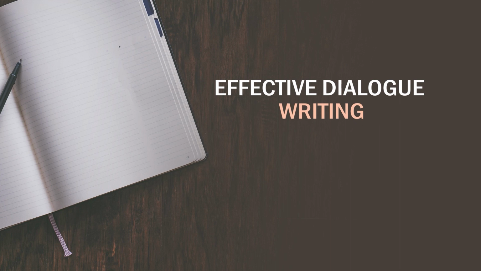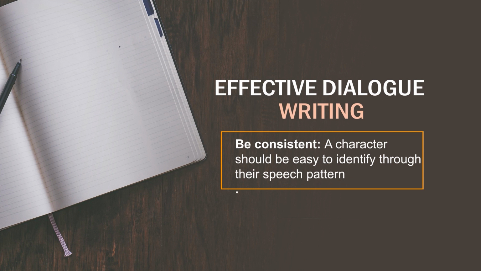So how to create effective dialogues? First, be consistent. A character should be easy to identify through their speech patterns. An effective writer does not need to use he said, she said kind of tags, but the speech patterns give away the character. You know which character is speaking looking at the choices of the words used, the idioms, the phrases, the speech patterns, the pauses.